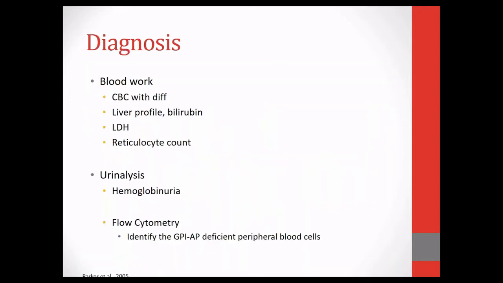It is diagnosed with blood work, so we're looking at our CBC with differential, liver profile, bilirubin, LDH, and reticulocyte count, as well as a urinalysis to assess for the hemoglobin level in our urine, and flow cytometry to identify these GPI-deficient peripheral blood cells.